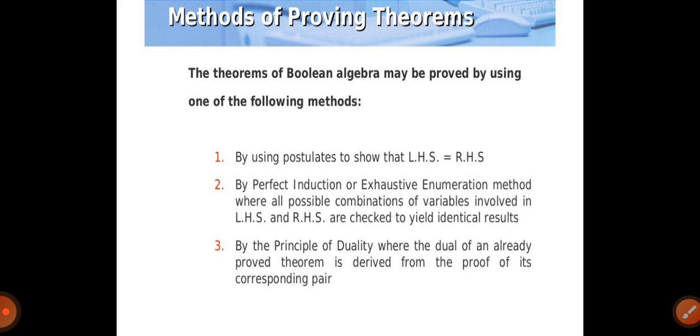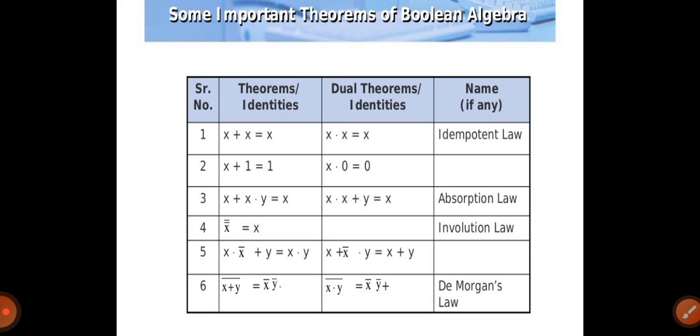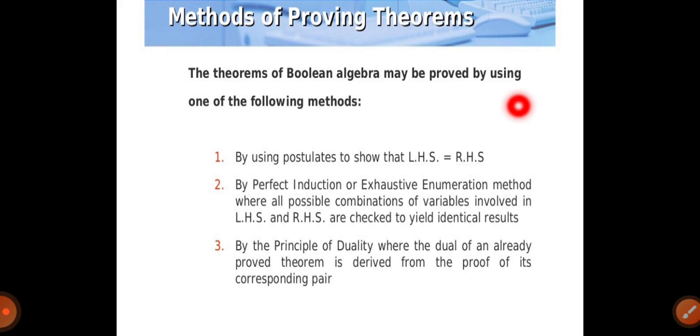Why am I telling this? For example, if you have multiple choice questions, you have to get the direct answers. You have to notice that. That's why the expressions are important. In the LHS, they will give it, and the RHS you have to find. No proof of the answers is expected. By the principle of duality, the dual of an already proved theorem is derived from the proof of its corresponding pair.